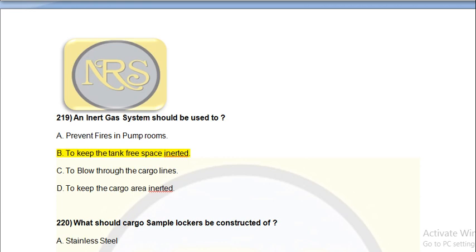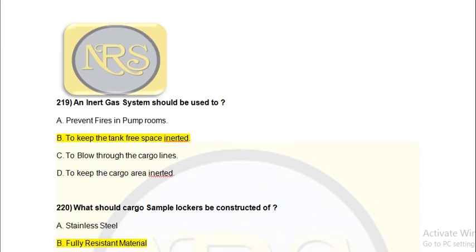Question number 219. An inert gas system should be used to option A, prevent fire in pump room, option B, to keep the tank free space inerted, option C, to blow through the cargo lines, option D, to keep the cargo area inerted. The correct answer is option B, to keep the tank free space inerted.